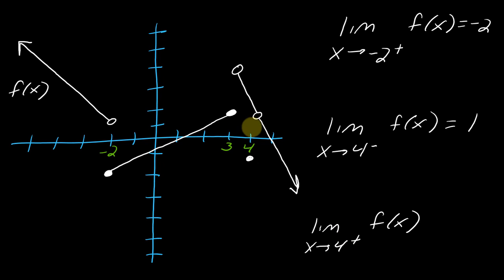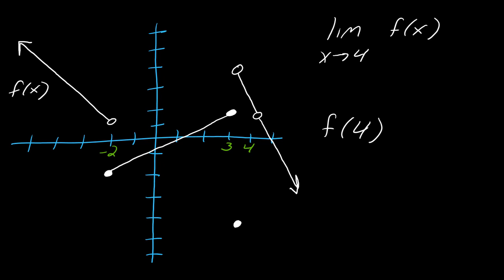And if I approach 4 on the right, that would be on this side, and it still looks like it's approaching the same value, right? So this is still equal to 1. This gets me to another part of my question. What is the limit as x approaches just 4 of this function? Well, it's the same on the left and on the right, so the limit of this is equal to 1.